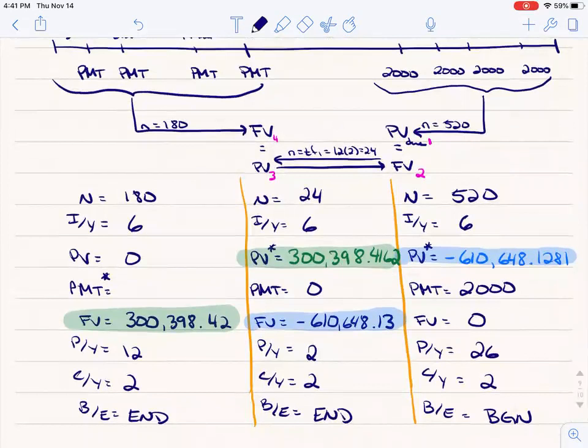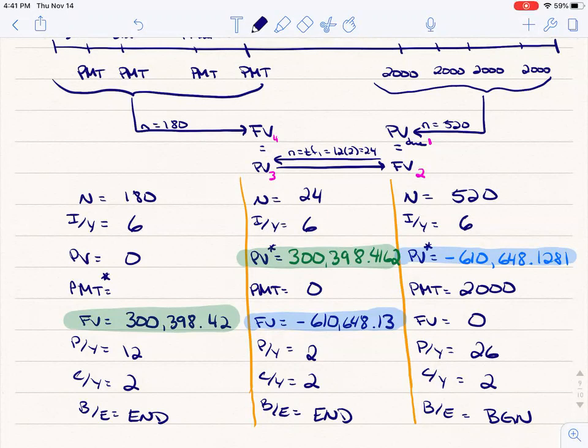Okay. Here we go again. 180 for N, 6 for the interest per year. We wouldn't actually have to change the interest per year because it'll just be 6 until we tell it otherwise, but I don't know, I like to just do it properly. 0 for our present value. Coming back to calculate the PMT, 300,398.42.